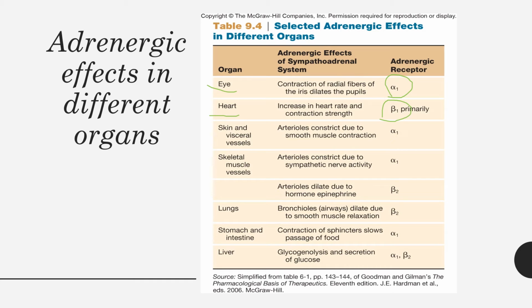And so the other tissues that epinephrine also seems to affect are the skeletal muscle vessels and arterioles here. And then we also have the bronchioles, to help them dilate. And then the liver will also respond to epinephrine.